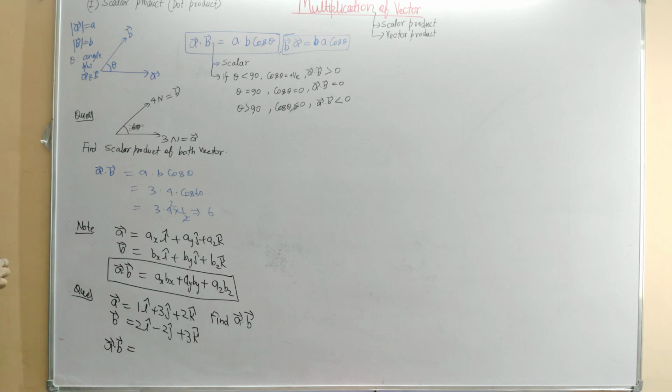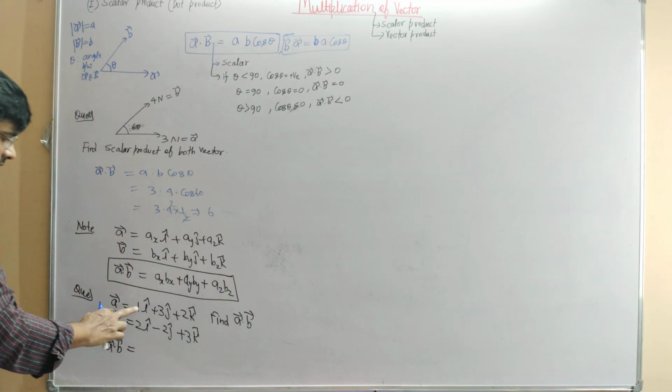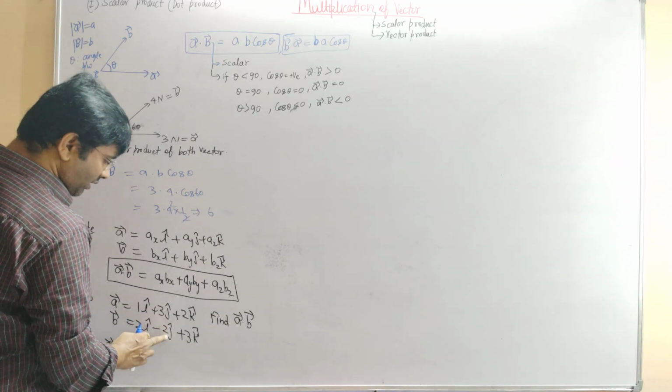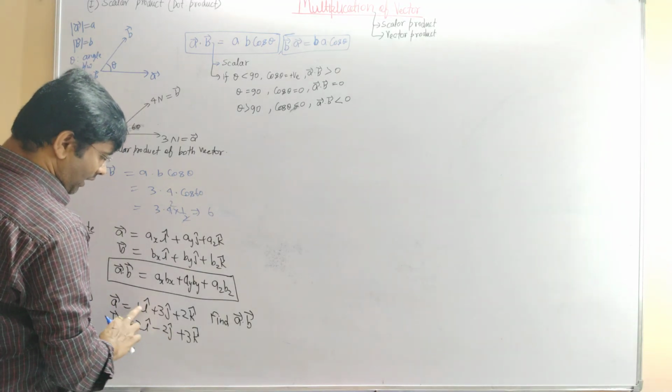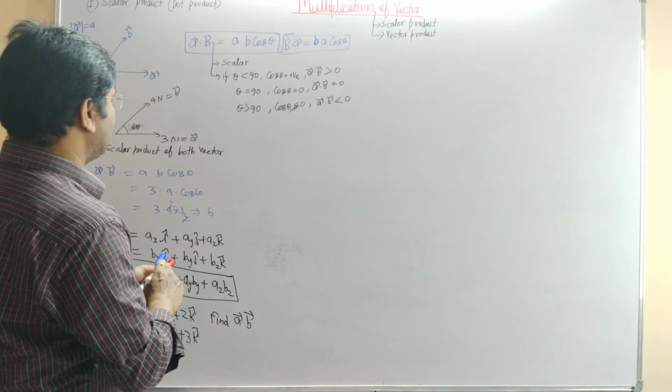So to find A dot B, what will I do here? Simply, only the coefficients will be multiplied. Why? Because if you multiply i with j, i dot j is 0, and i dot k is 0. I'm explaining why this will be 0.